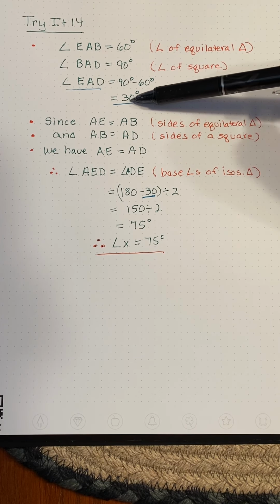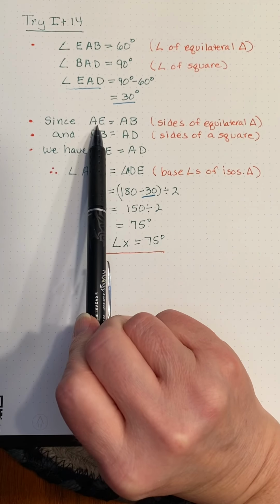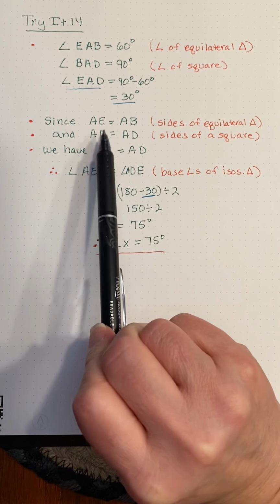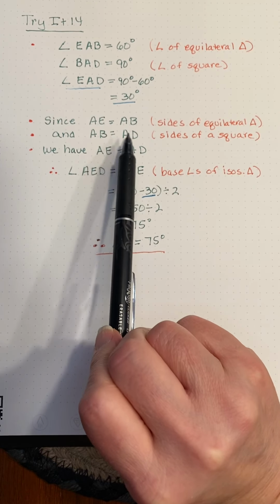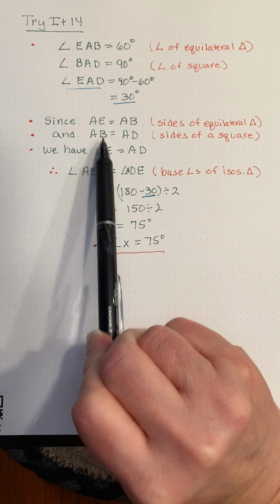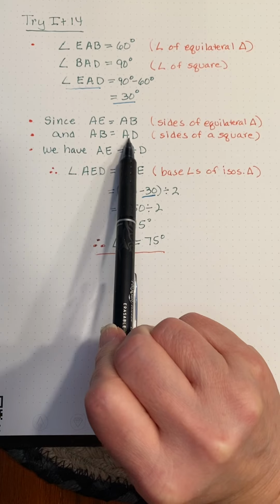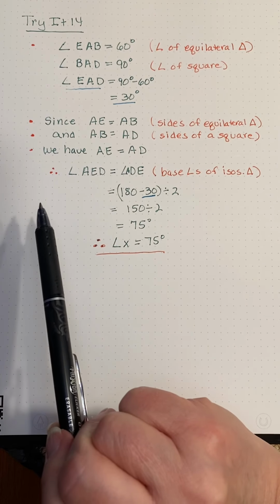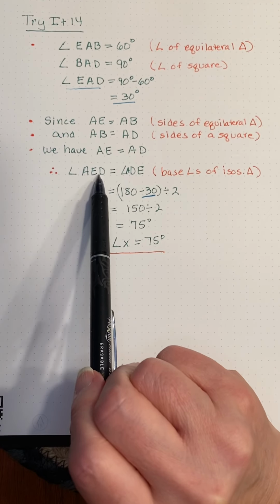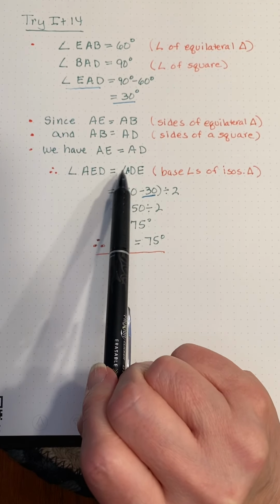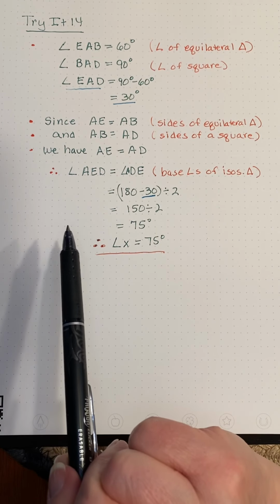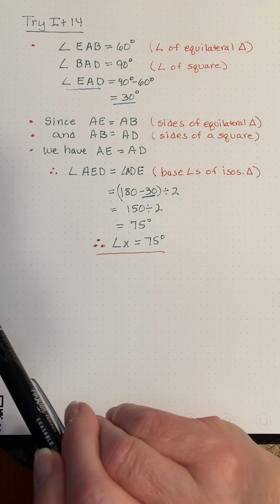Okay. Now, since AE is equal to AB because of the sides of an equilateral triangle, and AB is equal to AD because of the sides of the square, we have AE equal to AD because they're all equal. Okay, therefore, angle AED is going to be equal to angle ADE because they are the base angles of an isosceles triangle, just like we kind of guessed at the beginning.